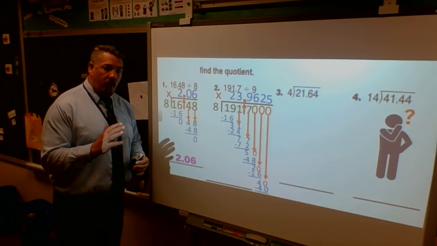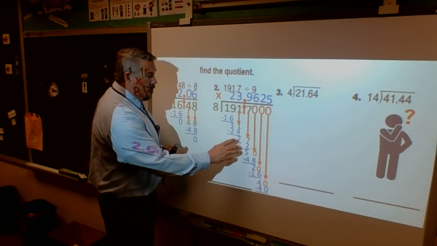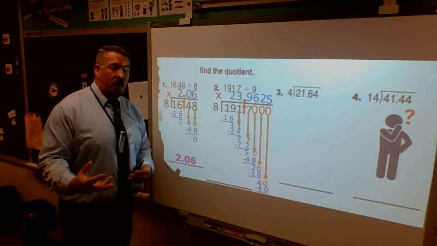And every once in a while, when I go back and look at your work, it may be something as simple as when you brought down the 7, you changed it to a 9. A lot of you have gotten sloppy with your handwriting.